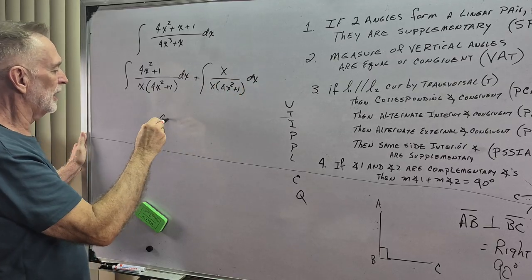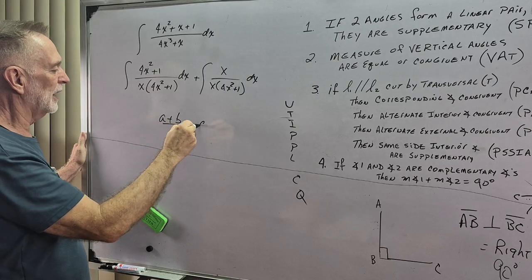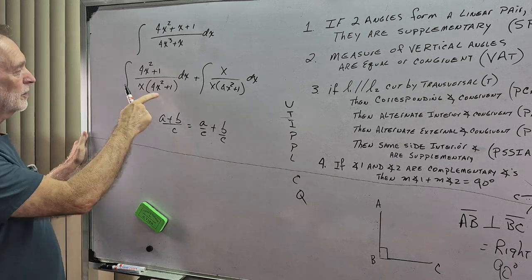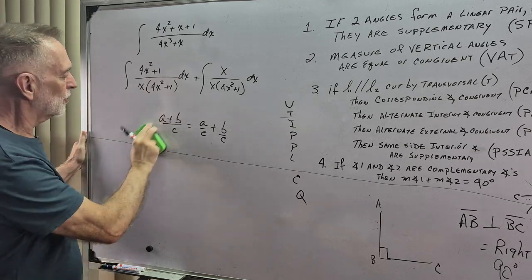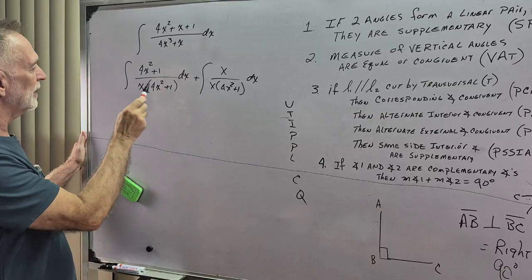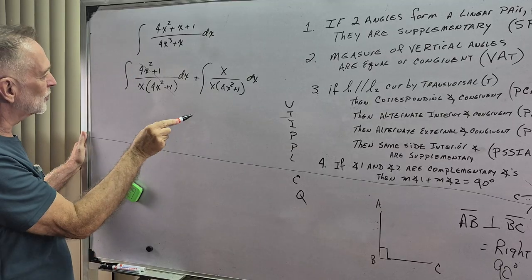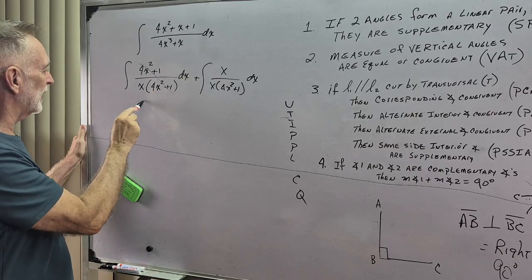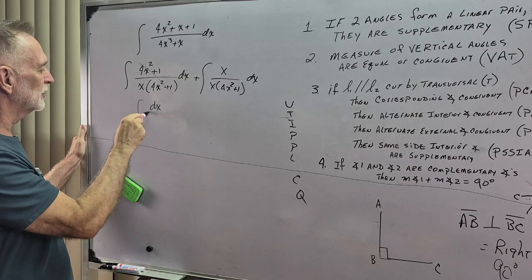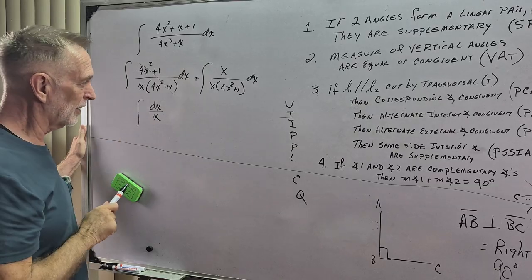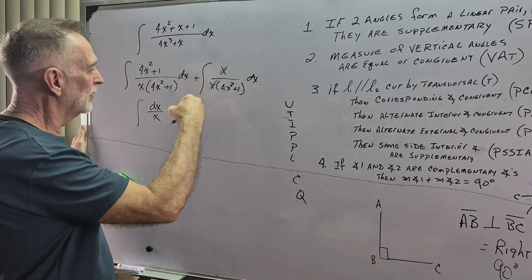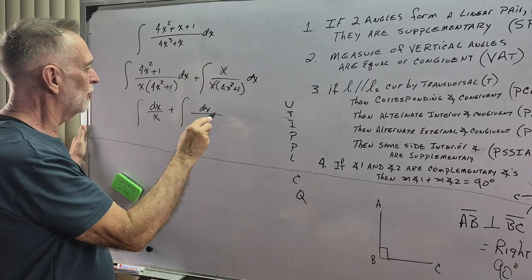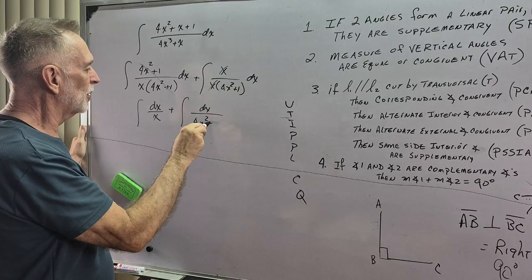dx. You know, if you have (a + b) over c, that's a over c plus b over c. Same situation here. So that's how I broke out the fraction. Well, hey, guess what? 4x² + 1 divided by 4x² + 1, those wipe out, and I end up with the integral of dx over x. We know how to do that. This one, the x's cancel, and I'm left with the integral of dx over 4x² + 1.